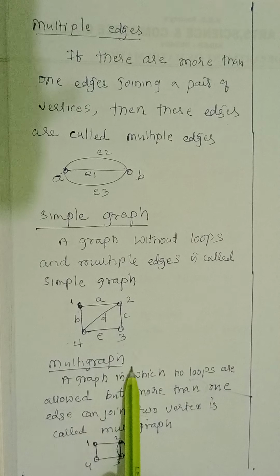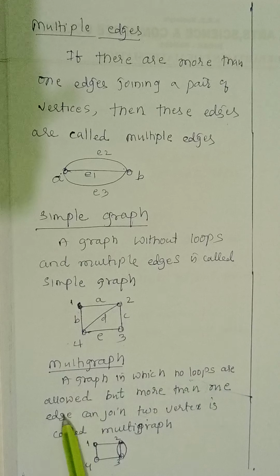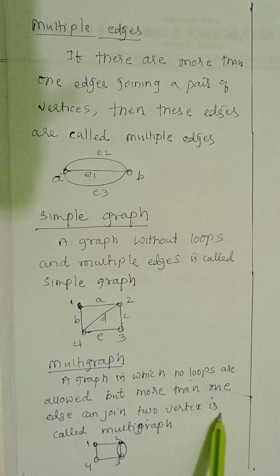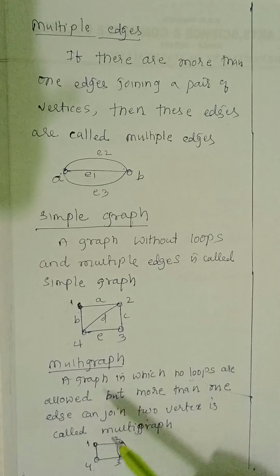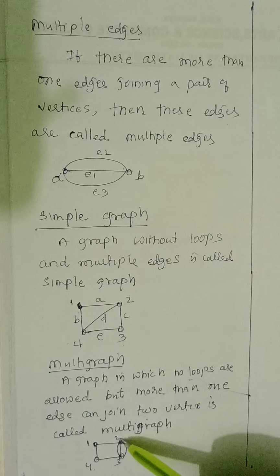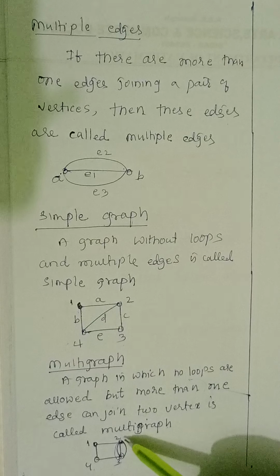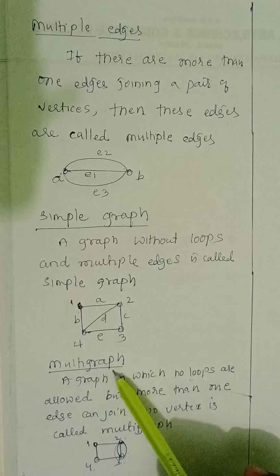Then multigraph. A graph in which no loops are allowed but more than one edge can join two vertices is called a multigraph. In this example, there are 4 vertices, and from vertex 2 to 3 there are 3 edges connected. So hence it is an example of a multigraph.